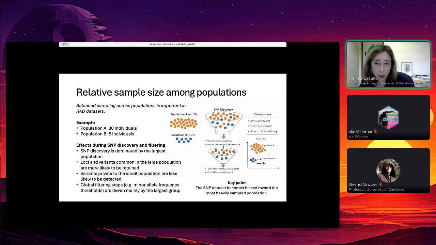And then we have to remember that those global filtering steps we do, like minor allele frequencies, are driven mainly by the largest group. So if you have this really imbalanced sampling and you say, I'm going to use a minor allele frequency filter of 0.05 because everyone seems to do it in the literature, you're going to lose more SNPs that distinguish population B and retain the ones that are in population A. And so you get this biased loss of loci in your sampling.